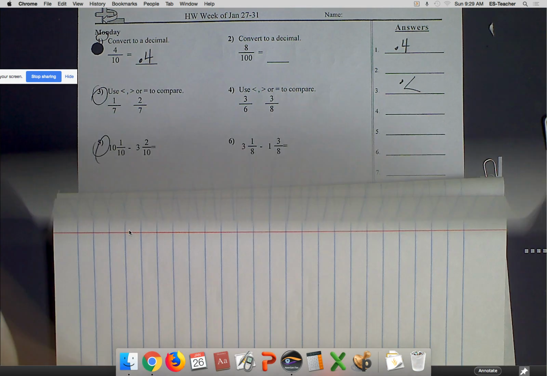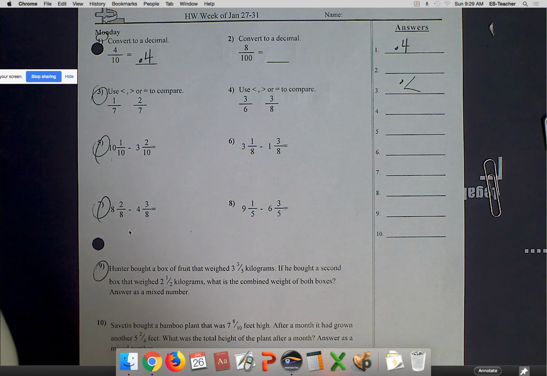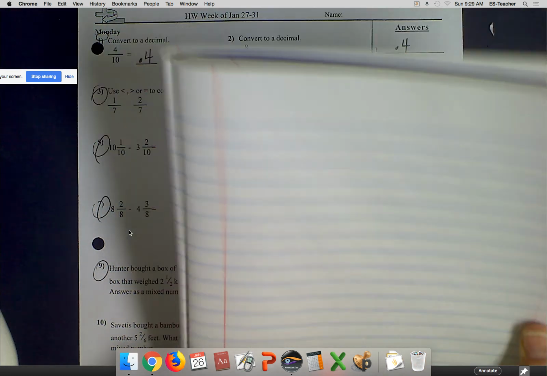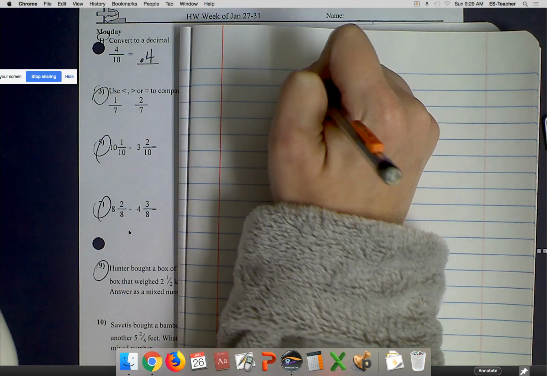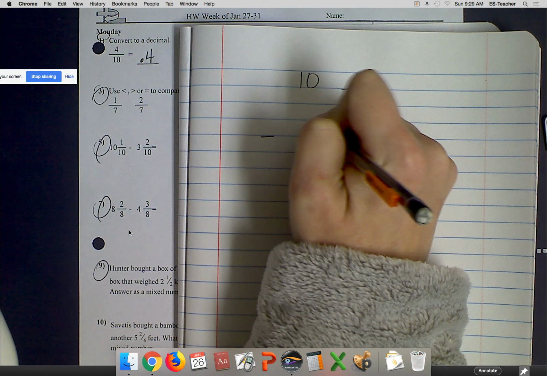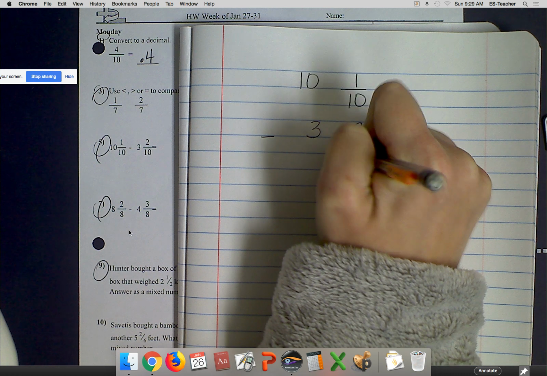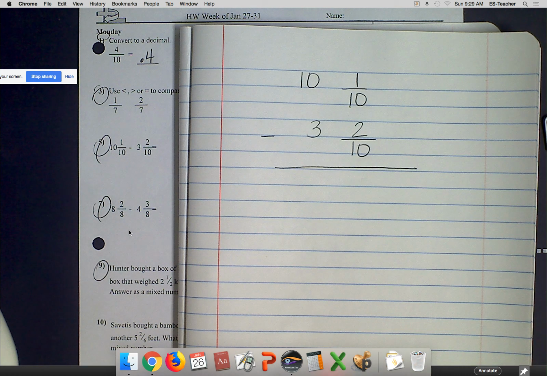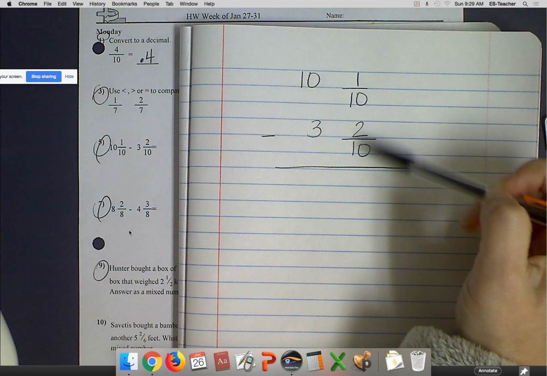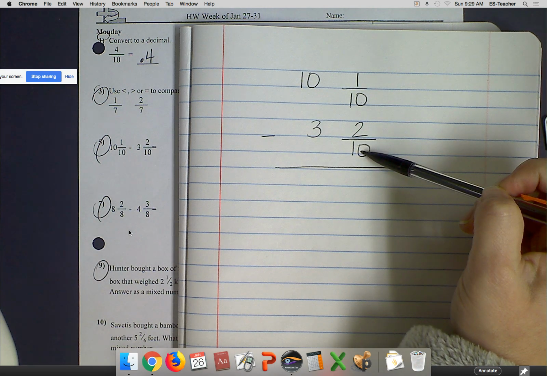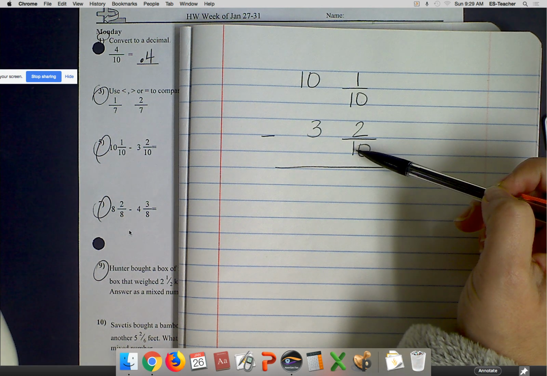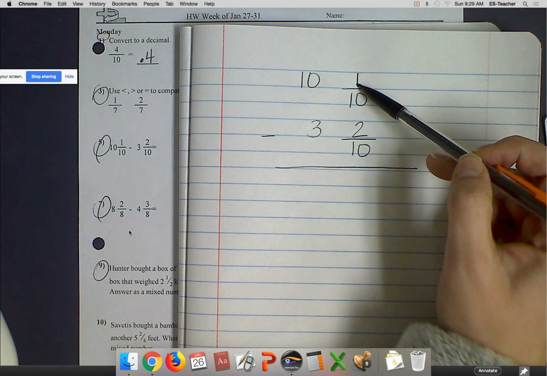All right, number 5. This one is where some things we've been doing might be a little bit more difficult for you. So what we're doing is we're just going to subtract. I have 10 and 1/10, and I'm subtracting 3 and 2/10. The very first thing you do is you look at the denominators. If the denominators are the same, then you're not going to need to find a least common denominator. In this case, the denominators are the same, but I can't do 1 minus 2.